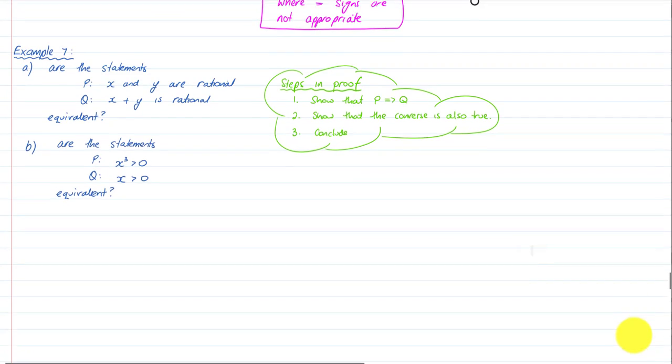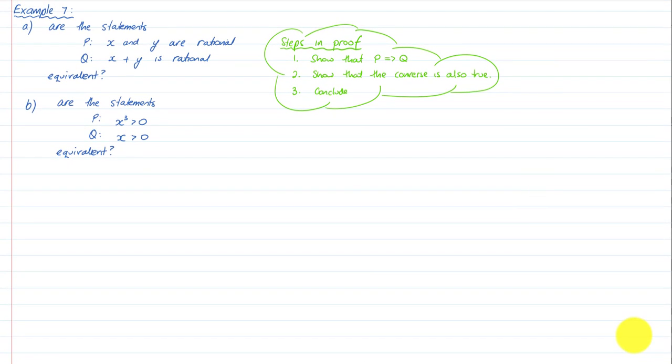So let's have a look at example 7. There's an A and a B, and probably one's going to work and one's not going to, because it's asking if they're equivalent statements. So what we're going to do is show that P implies Q, show that Q implies P, and then conclude. So we'll start with A.